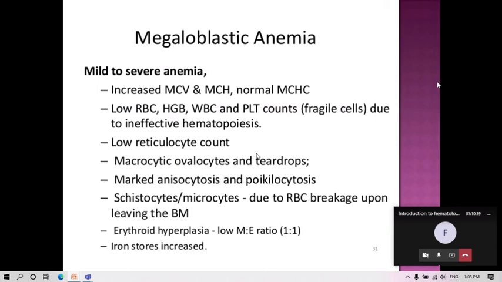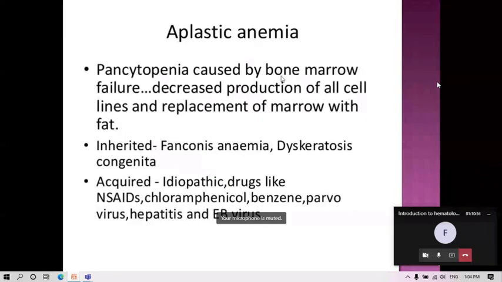And in anemia of chronic diseases, similarly, they have this normocytic, normochromic kind of morphology. In aplastic anemia, you might have normocytic, normochromic morphology or macrocytic morphology.